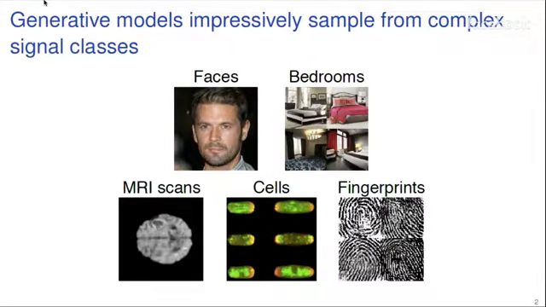Generative models have showcased the impressive ability to create realistic samples from highly complex image classes. Some common examples are celebrity faces and bedrooms, but some recent results have been able to create generative models that can generate samples such as MRI scans, cells, and human fingerprints. At this point, we're all quite familiar with what generative models can do in image generation, but today's talk is going to focus on how we can exploit them in image recovery problems, and how they've already pushed forward the state of the art in theory and in practice.